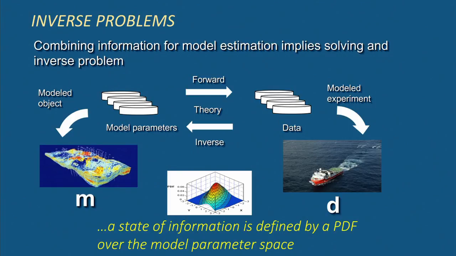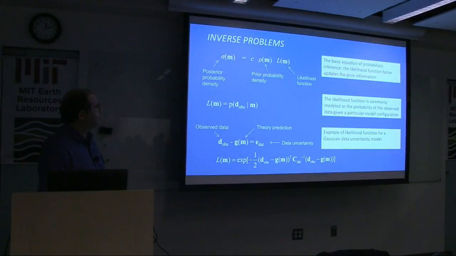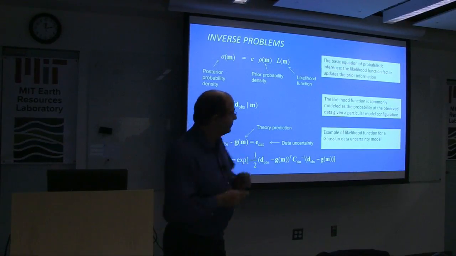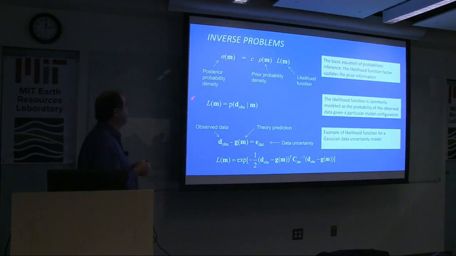And in this model parameter space, then we define a probability density, which is called a posterior probability density. This posterior probability density combines prior information that we have before an observation and the information provided by the observation itself, which is given by a likelihood function. So the likelihood function actually measures how the data updates the prior information to build up the posterior probability information or probability density.